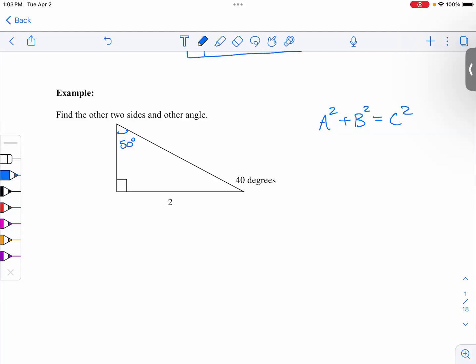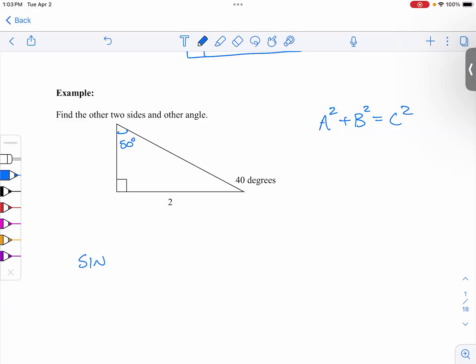What's your favorite? Sine. And I like sine too. Why do we all like sine? It's the first one, literally the first one in the SOHCAHTOA. We all do that. So let's start with sine.